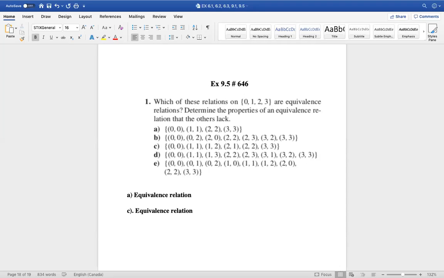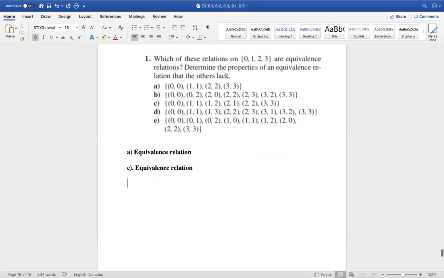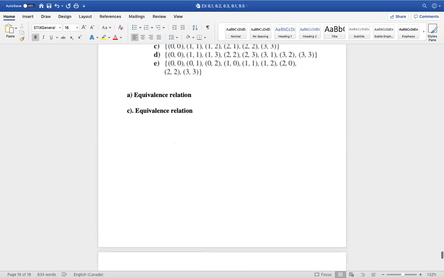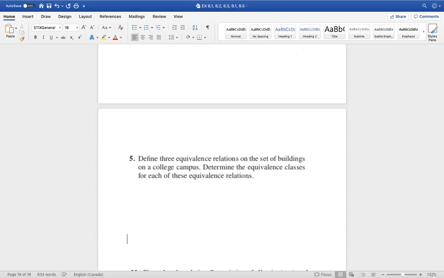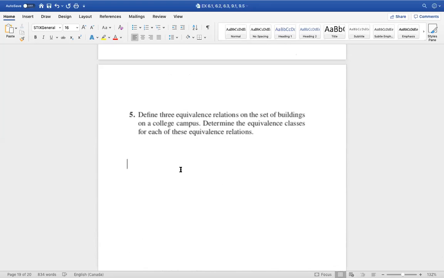Okay, so just basically knowing the definition. Let's move on to the next one here. We have to define three equivalence relations on the set of buildings on a college campus, and determine the equivalence classes for each of these equivalence relations.